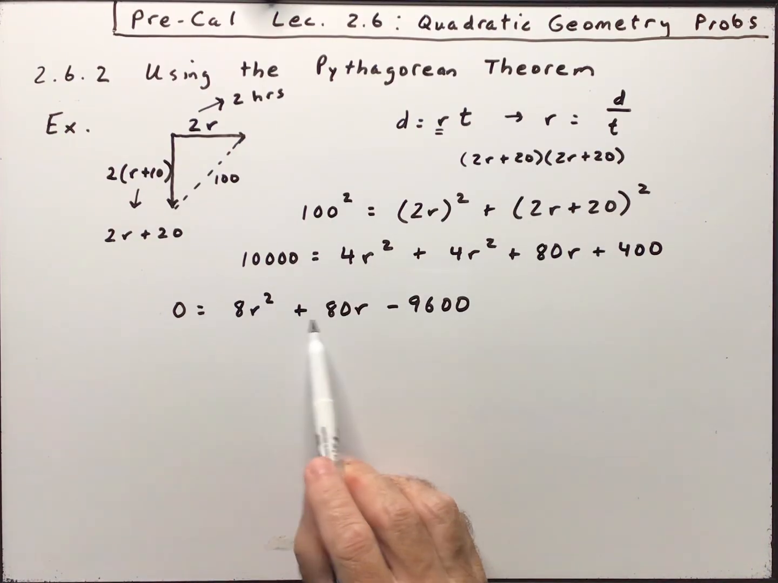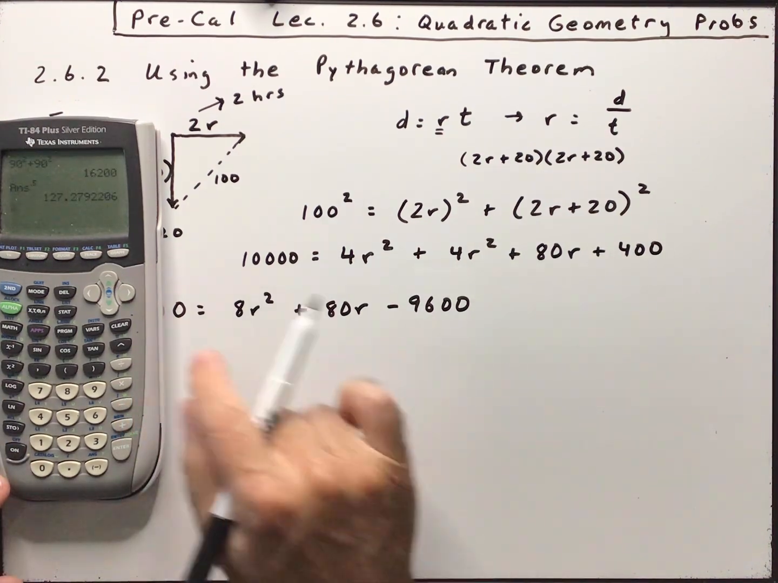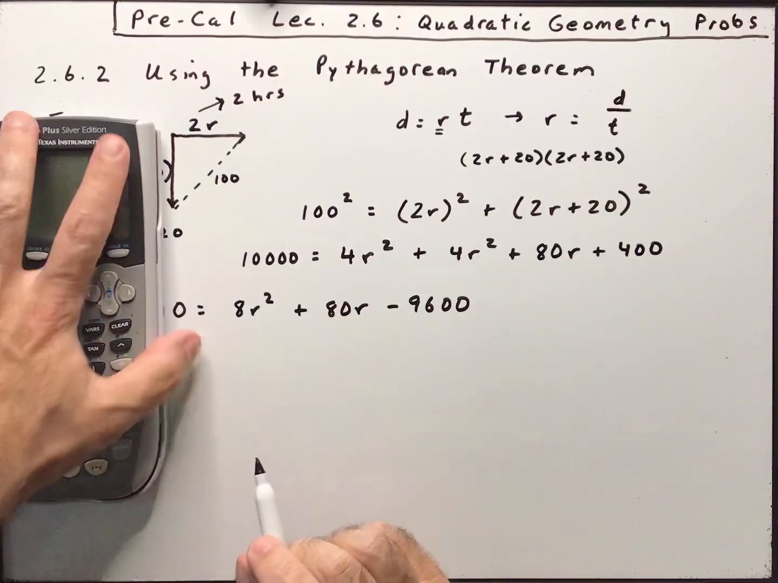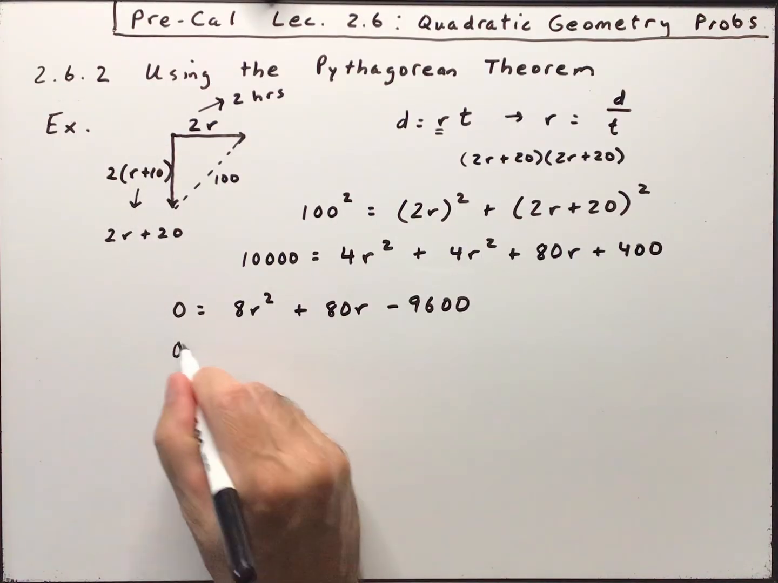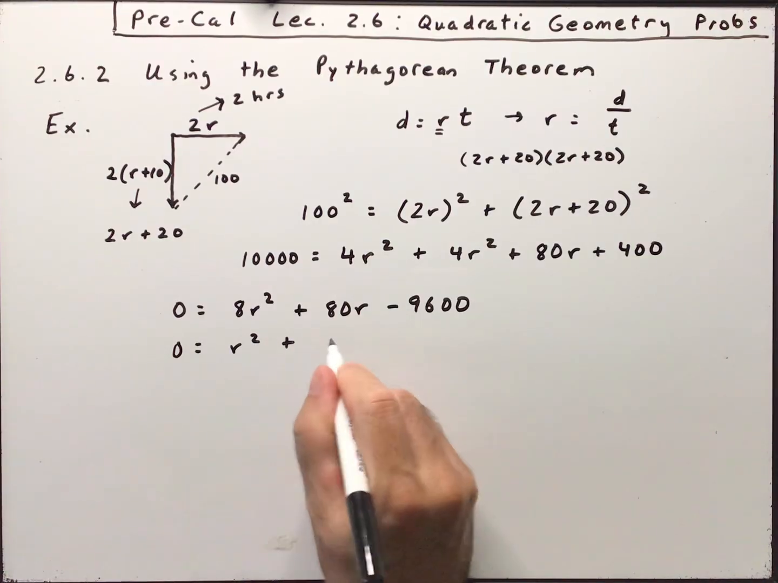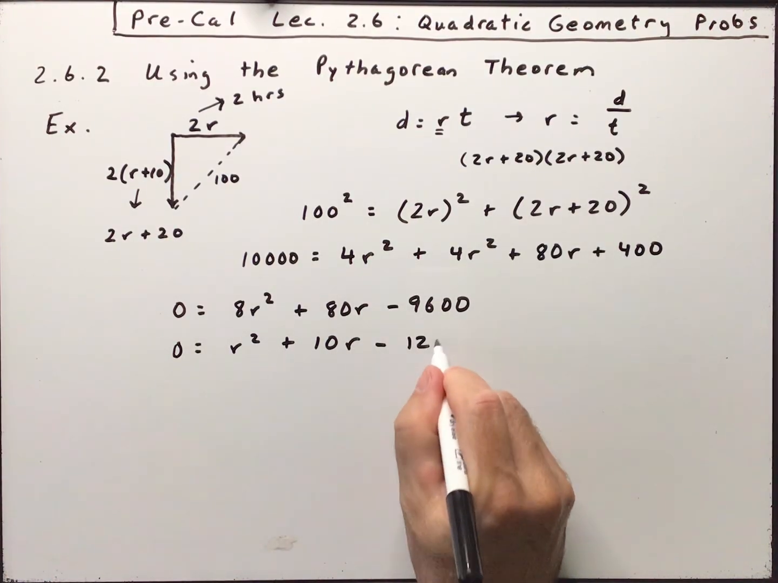We should be able to divide all three of these numbers by 8, because I know 8 will go into 96, so 9,600 divided by 8 is 1,200. So I can reduce this by dividing every term by 8. So that'd be r squared plus 10r minus 1,200.